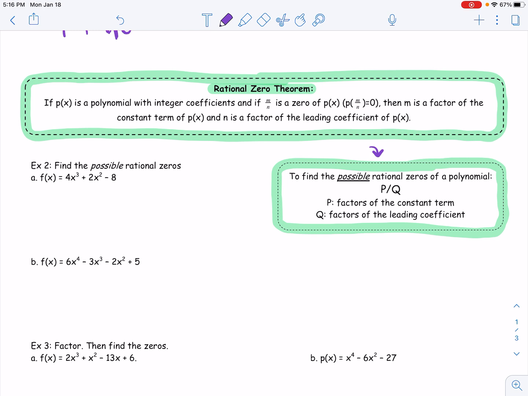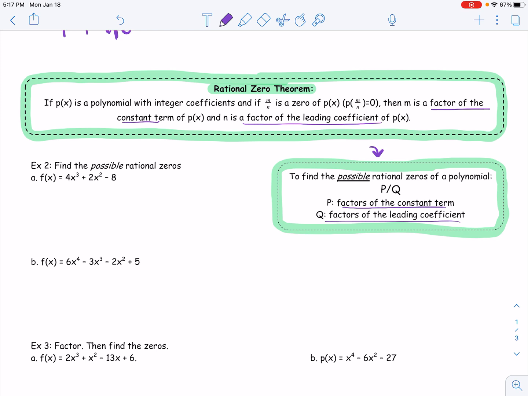So to find those possible rational zeros of a polynomial, we take P over Q. Those are going to be the factors of the constant term. So same thing here, factors of the constant term. And then Q is going to be the factors of those leading coefficients. Again, same thing there, factors of the leading coefficients. So we're taking the same thing, we're just changing up the letters to help us out.